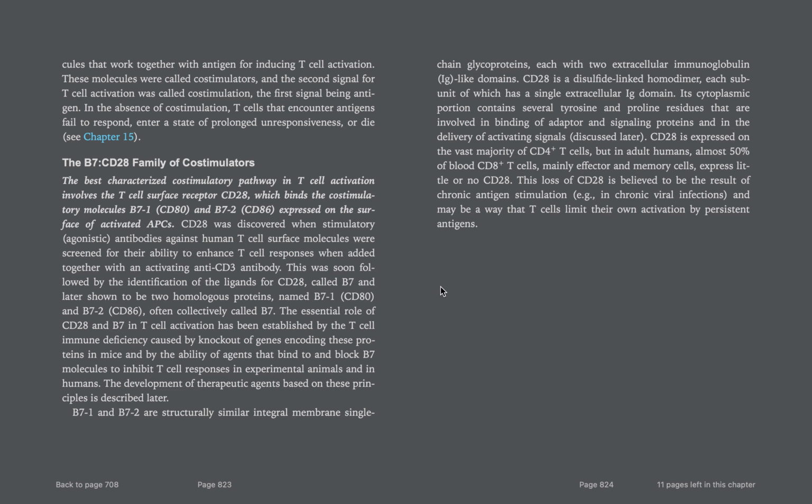CD28 is expressed on the vast majority of CD4 T cells, but in adult humans, almost 50% of the blood CD8 plus T cells, mainly effector and memory cells, express little or no CD28. This loss of CD28 is believed to be the result of chronic antigen stimulation, for example in chronic viral infection, and may be a way that T cells limit their own activation by persistent antigens.